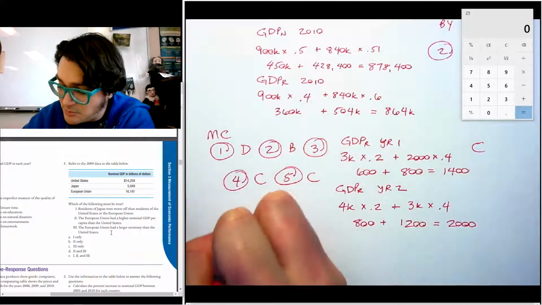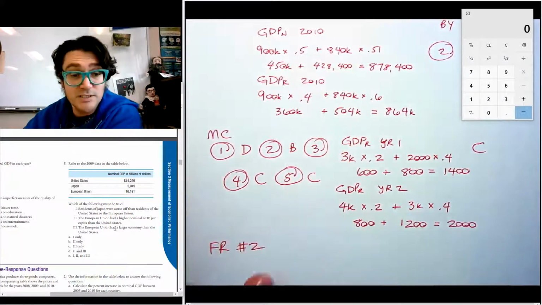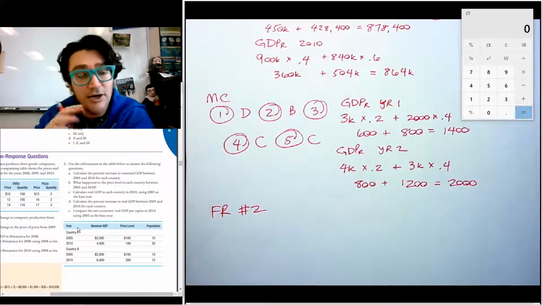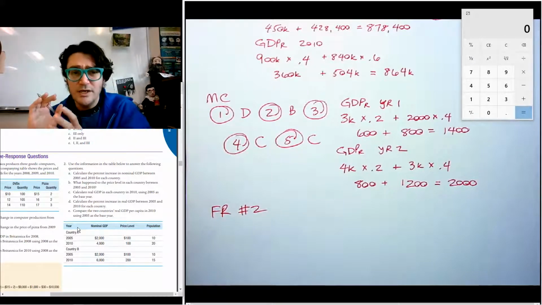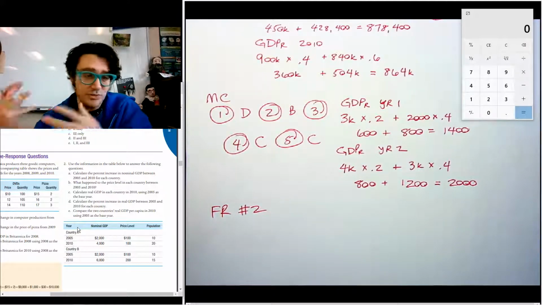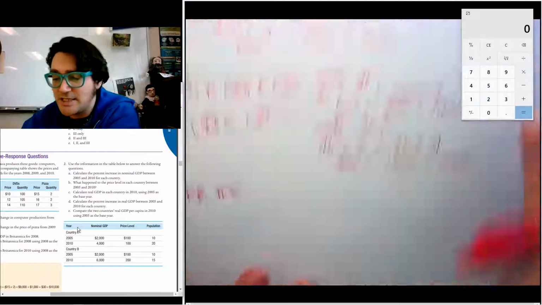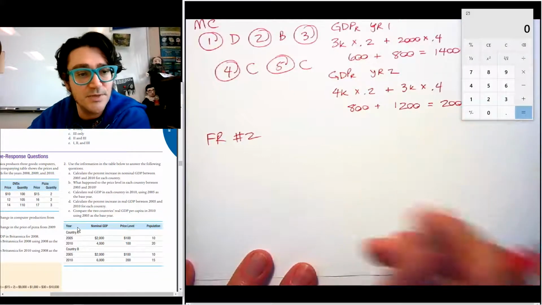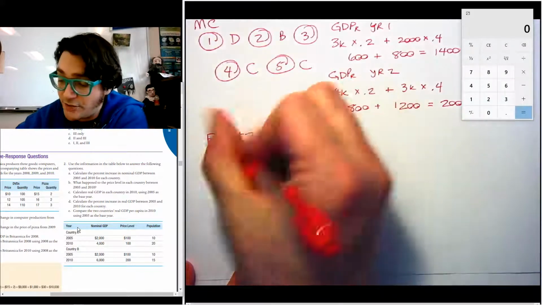And now, last but not least, free response number 2. Use the information below to answer the following questions. Now, I will just say if you're using the paper book, it's a very similar question, but I think it's a little bit easier than this version, but they're basically asking you to do the same tasks. So first it says calculate the percent increase in nominal GDP between 2005 and 2010 for each country.